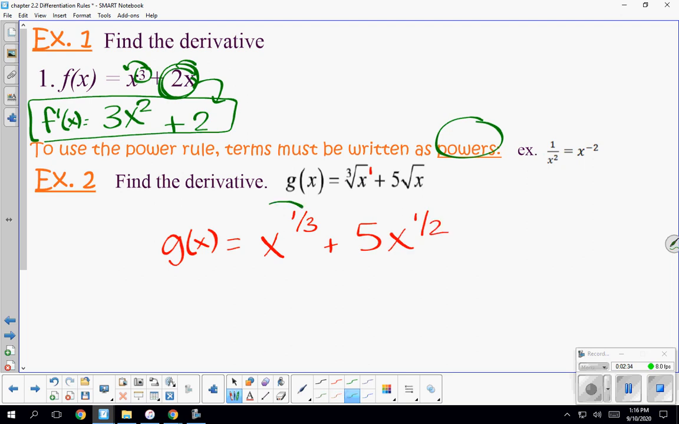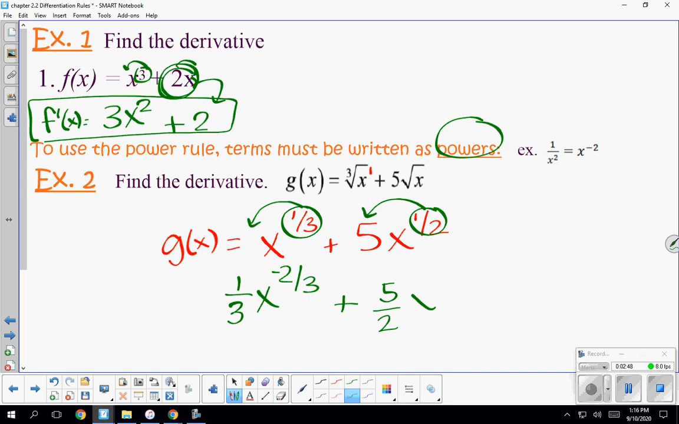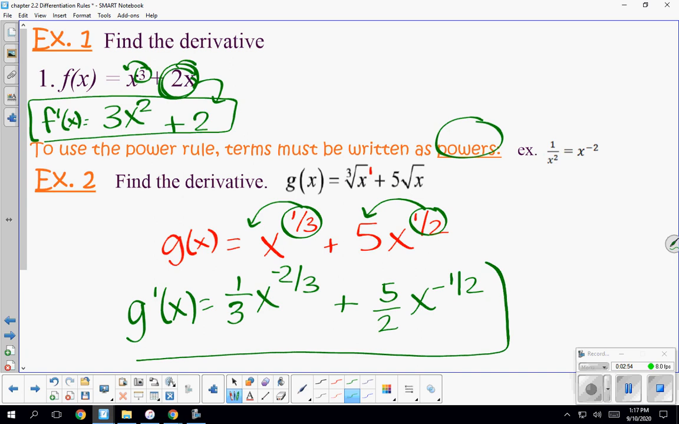And now when we take our derivative, we're going to bring down our coefficient. We're going to subtract 1 from our exponent. And we're going to do the same thing here. So half of 5 is 5/2. And then it's going to be x to the negative 1/2 power. Remember, we're going to label this as our derivative.